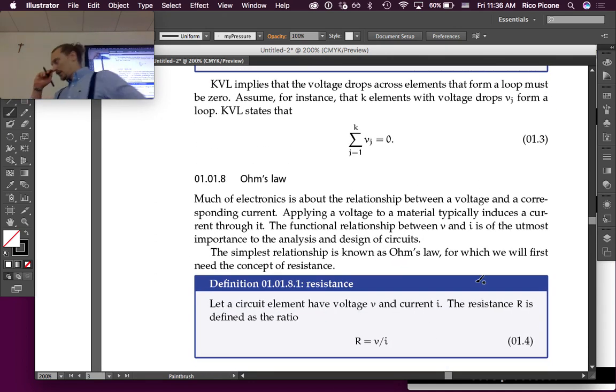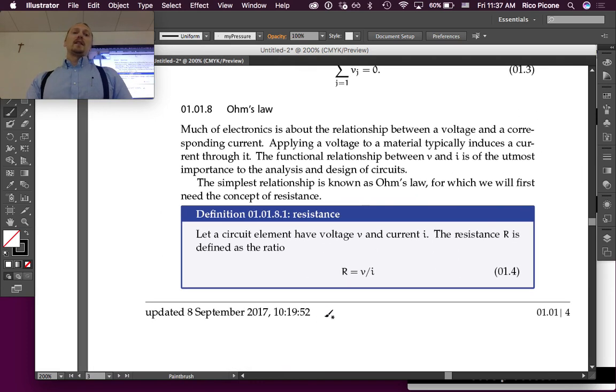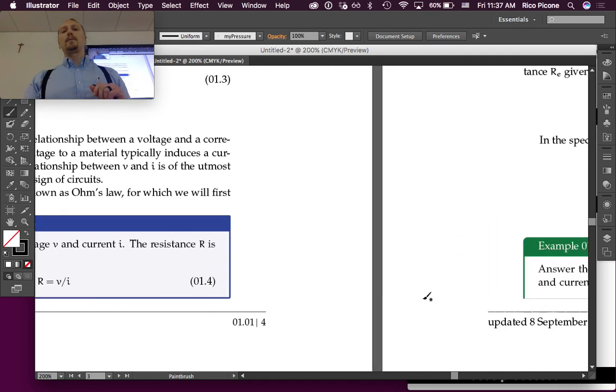Now Ohm, he has a lot too. Much of electronics is about the relationship between voltage and corresponding current. Through it, the functional relationship between V and I is of the utmost importance to the analysis and design of circuits. The simplest relationship is known as Ohm's law, for which we will first need the concept of resistance. So we're going to define a resistance in this class as being the ratio of voltage over current. Okay? That's what we're going to define as being the resistance.